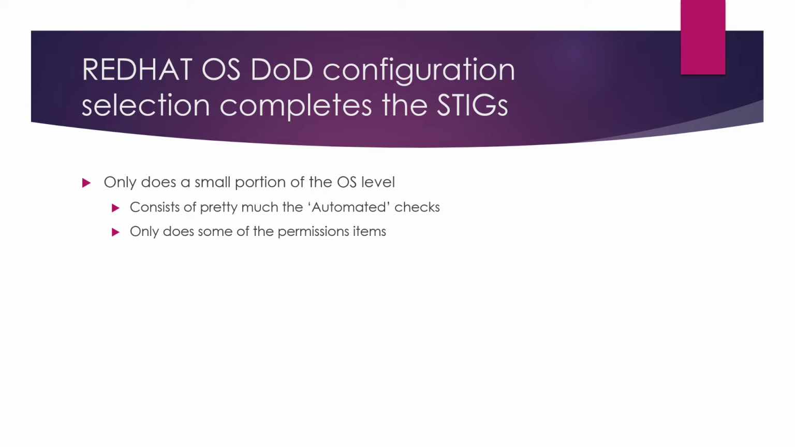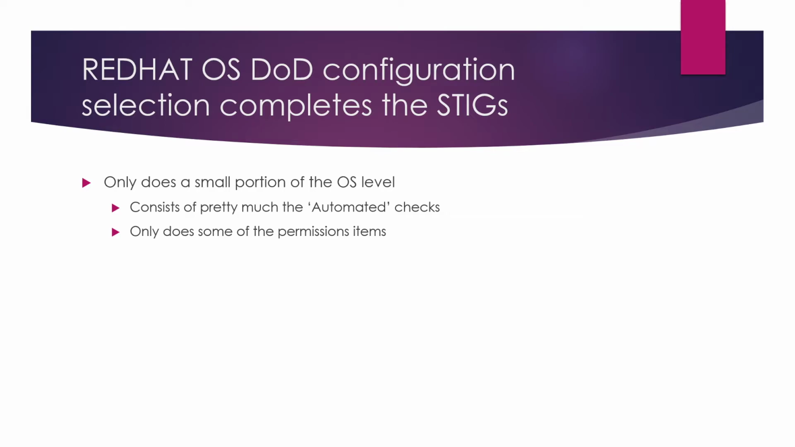This one is not as common, but it comes up every once in a while. When you install Red Hat 6 or 5 or 7 now, I think, you have an option to configure it in accordance with the DoD STIGs, right? It asks you a yes or no question. You can say yes, and it will do some of them, but it only does a small portion of the OS level. They are supposed to be the automated checks, and those again can be met with the SEC tool anyway.